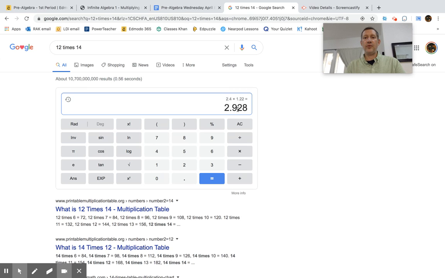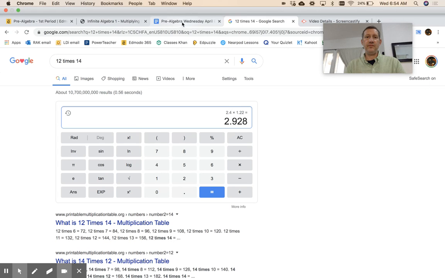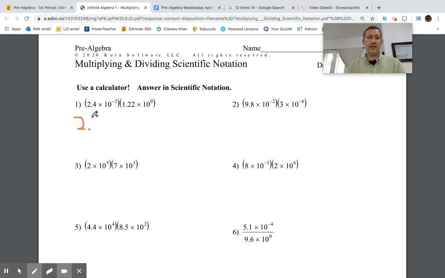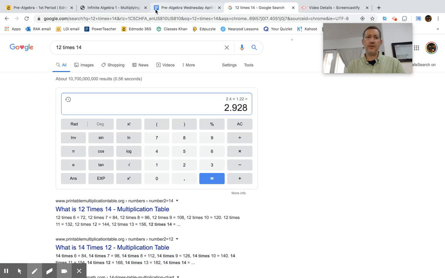Okay, so that's 2.928. No new decimal places. So we have 2.928.